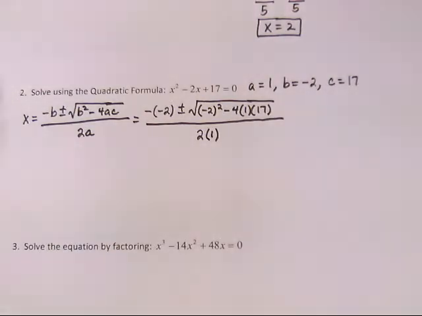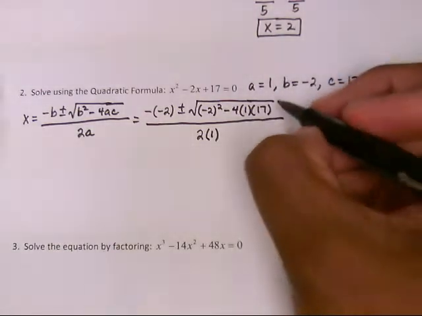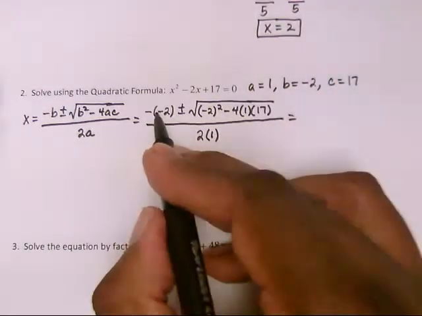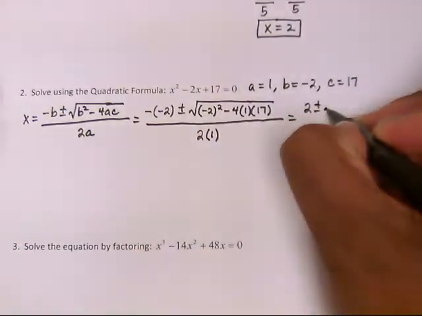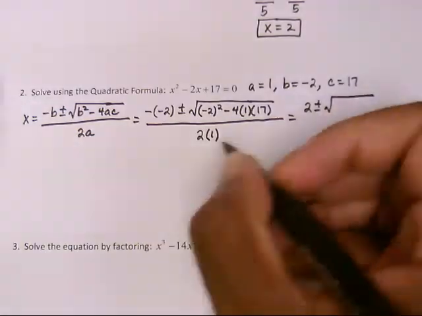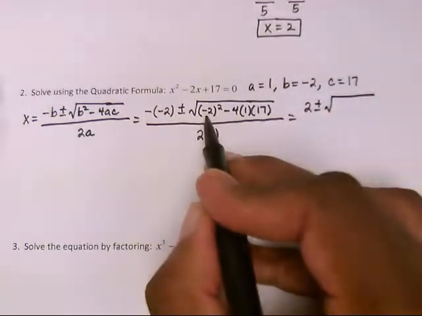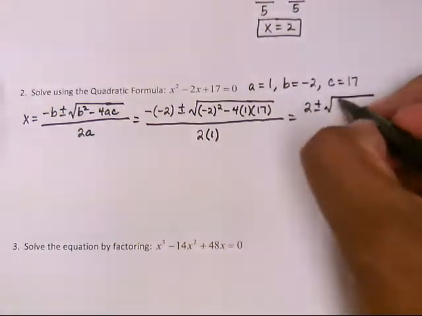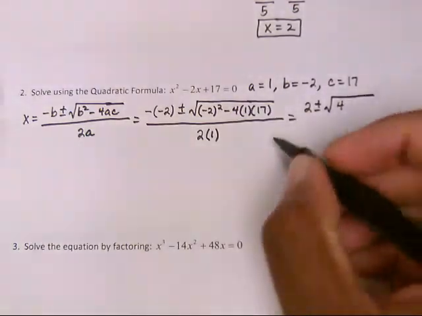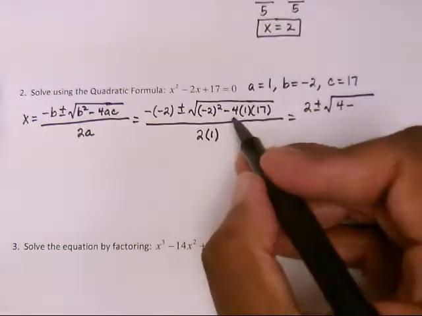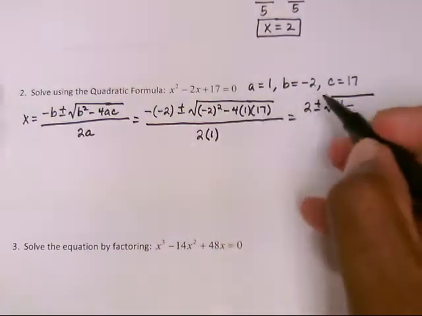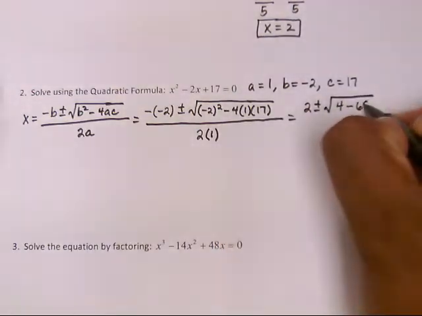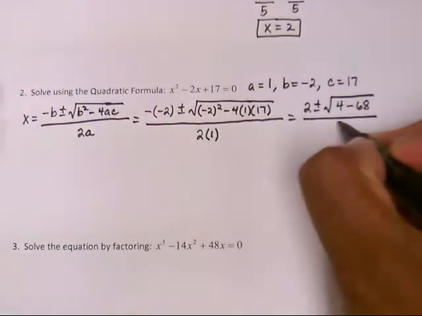Now I'm going to simplify the numerator and the denominator. In this case here, negative of a negative 2 would be 2, plus or minus the square root of negative 2 squared, which is negative 2 times negative 2, which is 4, minus 4 times 1, which is 4, and then 4 times 17 will be 68. And all that's over 2 times 1, which is 2.